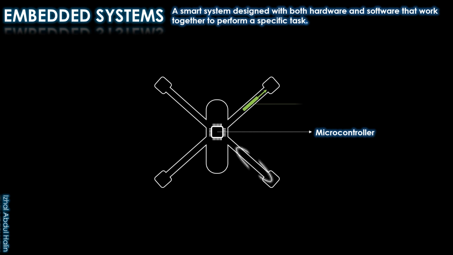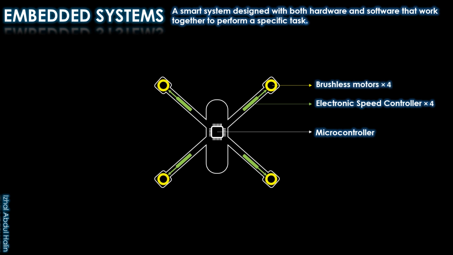Electronic speed controllers are mounted on every arm. These devices output variable high currents, usually in the range of 10s of amperes. They are used to drive 4 brushless motors mounted at the tip of every arm. The microcontroller is connected to the electronic speed controller to control its output current, which in turn controls the speed of the brushless motors. A global positioning system module is also mounted on the frame and connected to the microcontroller.